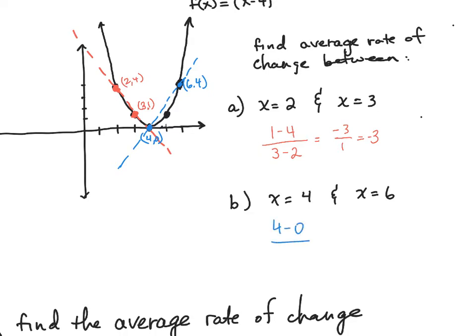So the slope of that secant line is going to be the difference in y values, 4 minus 0, divided by the difference in x values, 6 minus 4, 4 divided by 2 equals 2. So the slope of that secant line is 2. The average rate of change between x equals 4 and x equals 6 is 2.